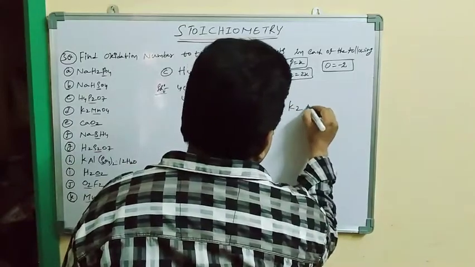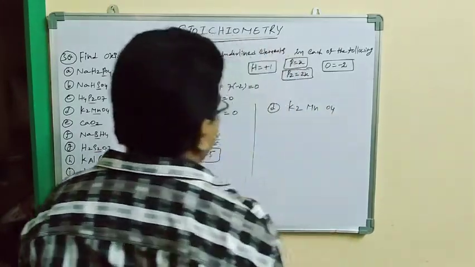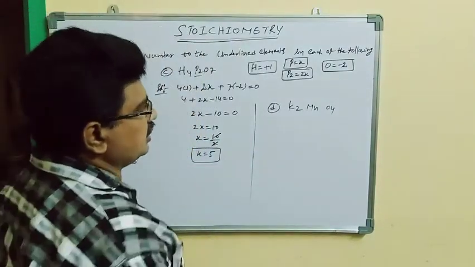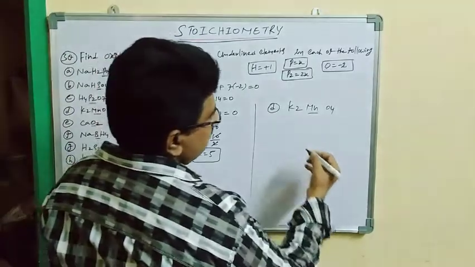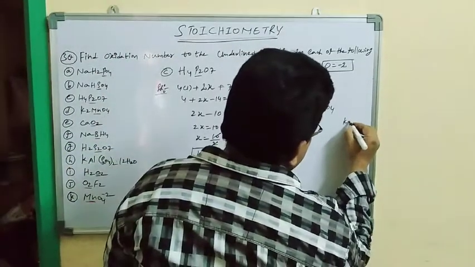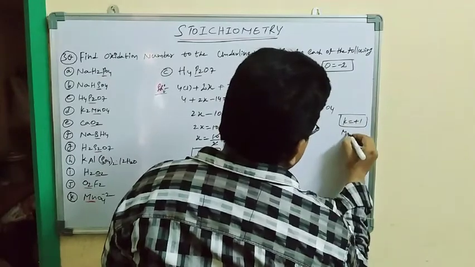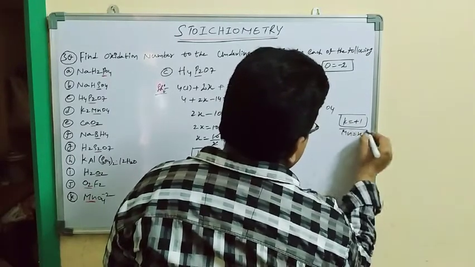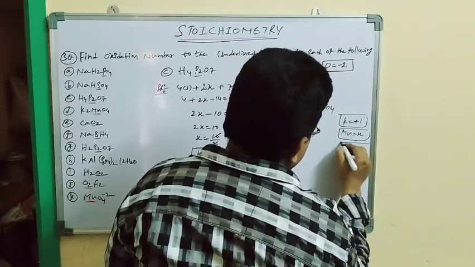K2MnO4. Potassium permanganate. Here the underlying element is manganese. What is the charge of potassium? K is +1, manganese is X, oxygen is -2.